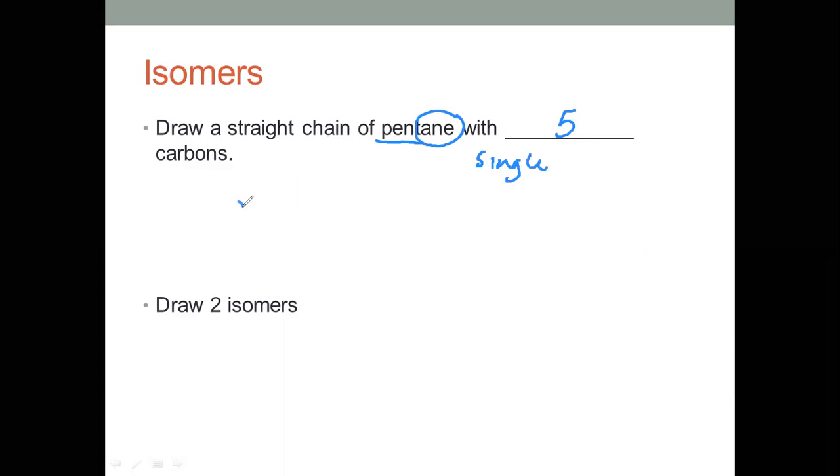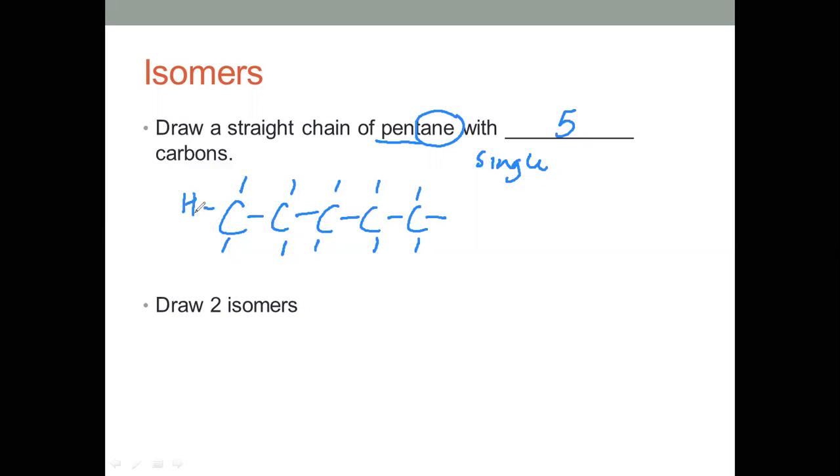All right, so I'm going to draw 5 carbons in a row, and then I need to add in my H's. When we're doing isomers, sometimes we just look at carbons because we're being lazy, but we really need to look at our hydrogens as well. So remember that these dashes mean hydrogen. I'm not going to write them all in. So we have C5H, 1, 2, 3, 4, 5, 6, 7, 8, 9, 10, 11, 12. C5H12.